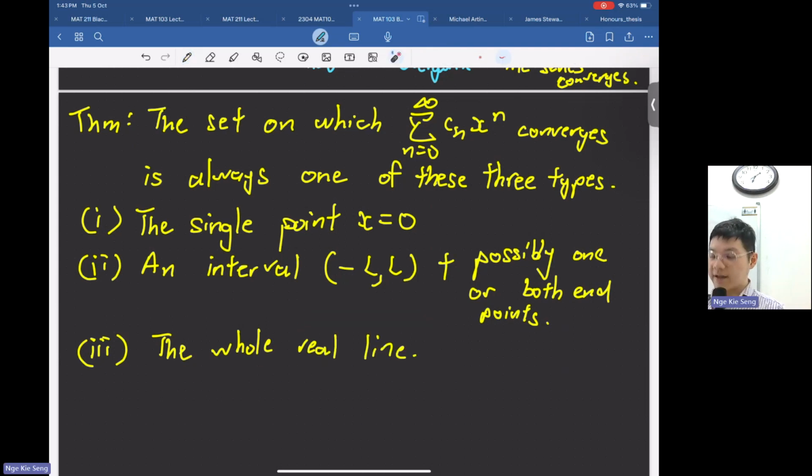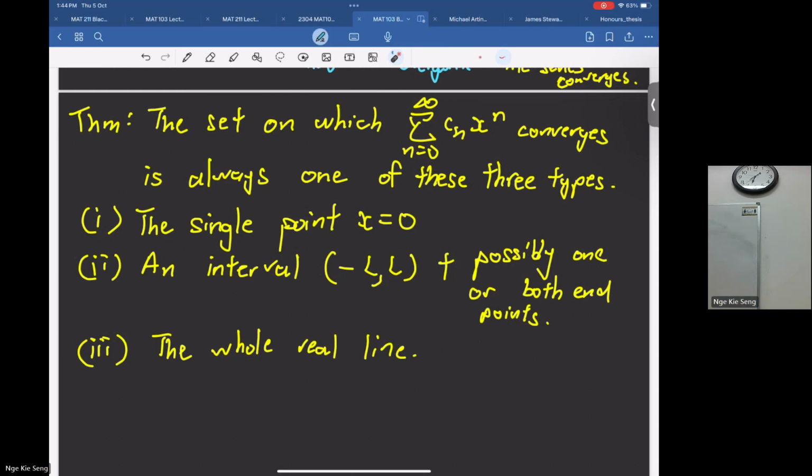Hey, did you notice anything? These 3 types have one similarity. What's the similarity? I think there's only one way to think about it. The first one only has 1 point. So to be the same as the first one, you also need to have that point. You can see that the second case also is centered around 0. The real line for sure contains 0. So there's something to do with this 0.